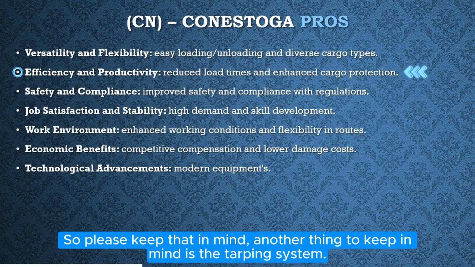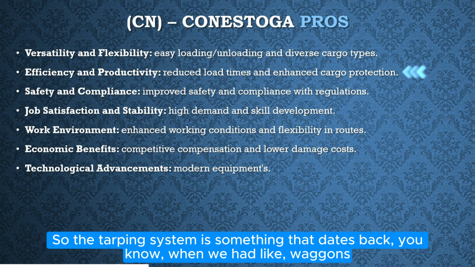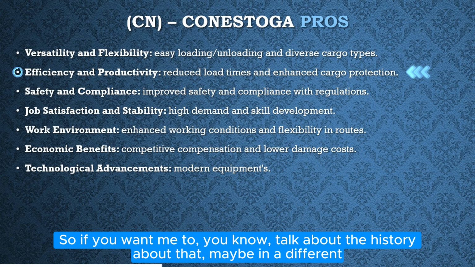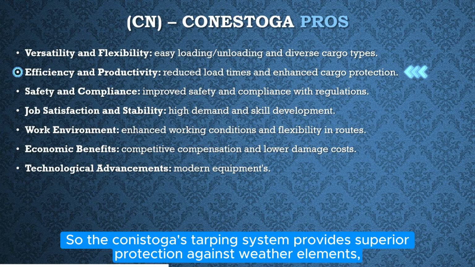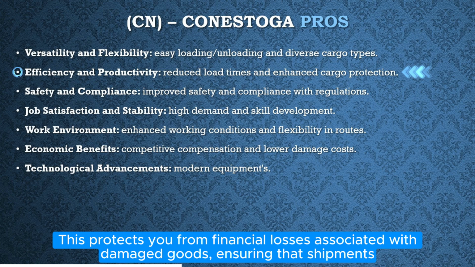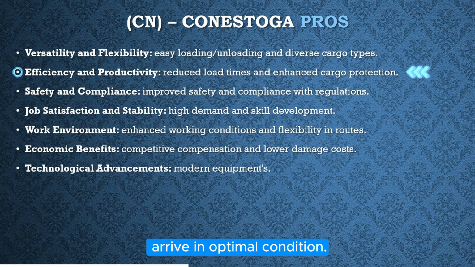Another thing to keep in mind is the topping system. The topping system dates back to when we had wagons and caravans attached to horses. That's where the word Conestoga actually comes from. If you want me to talk about the history of that, maybe in a different video, but not right now. So the Conestoga's topping system provides superior protection against weather elements such as rain, snow, and even the sun, safeguarding the cargo from potential damage. This protects you from financial losses associated with damaged goods, ensuring that shipments arrive in optimal condition.